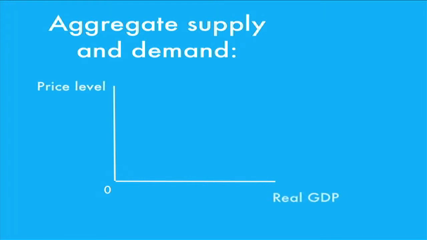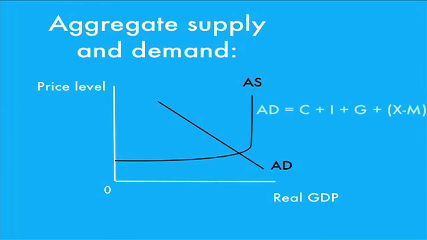This is an aggregate supply and demand diagram with the price level on one axis and real GDP on the other. The AS curve represents the aggregate supply, that is, the total output of goods and services that producers in an economy are willing and able to supply at a given price level and in a given time period. The AD line represents aggregate demand. That is the total demand for goods and services produced within an economy at a specific price level and at a particular period of time. Aggregate demand equals consumer spending plus investment plus government spending plus net exports.